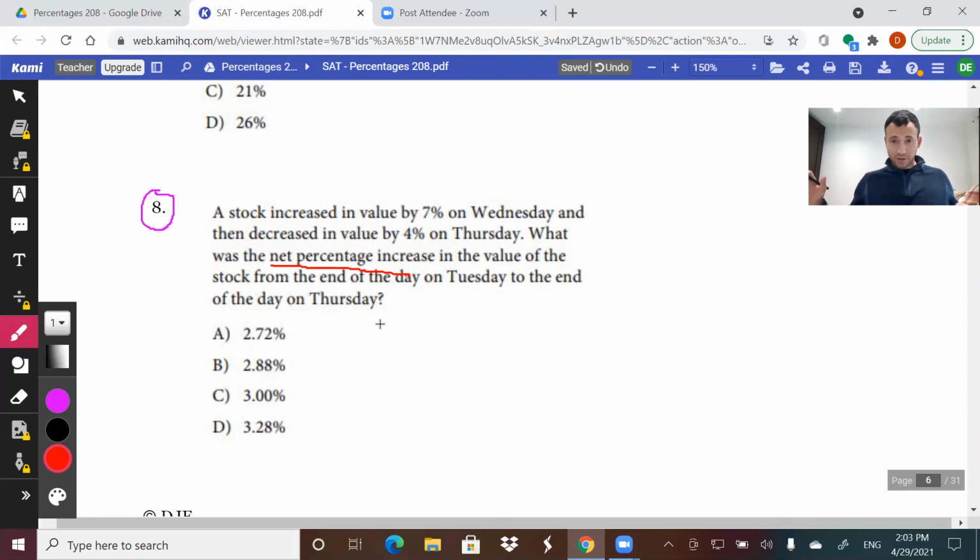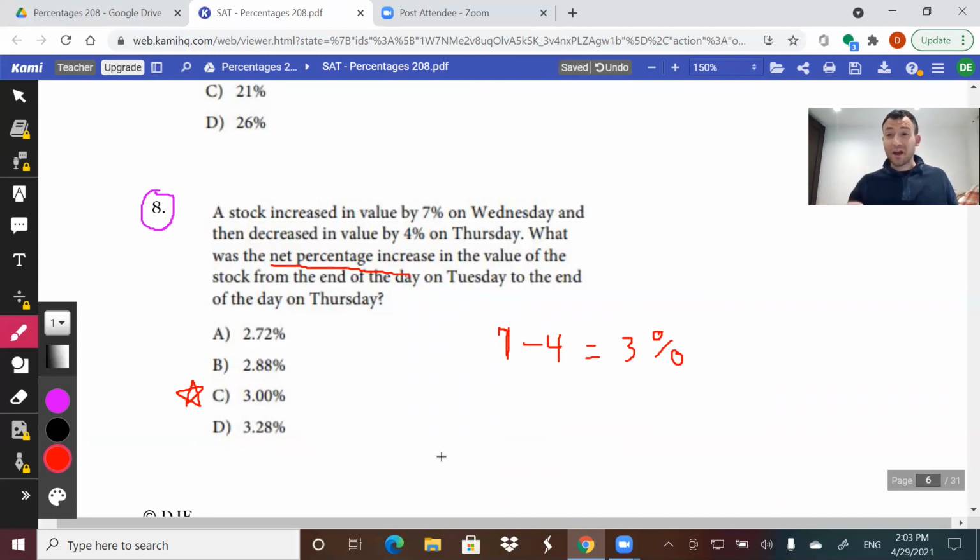So the mistake a lot of people are going to make is they're going to say, oh, it increases by 7%. Okay, so it goes up 7%. Then it drops 4%. Okay, so it drops down 4%. So really, it's just a 3% change. And they're going to circle C, think they have it, and move on to the next question. And unfortunately, you're just giving that point back to the test.